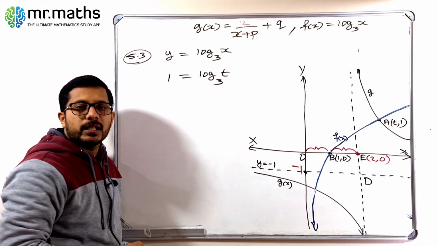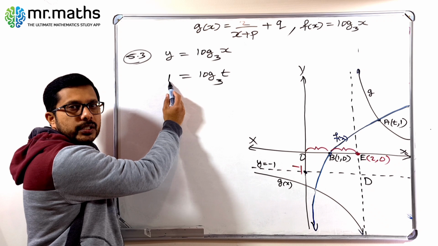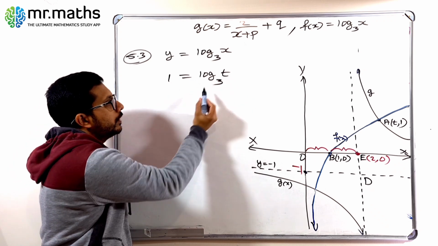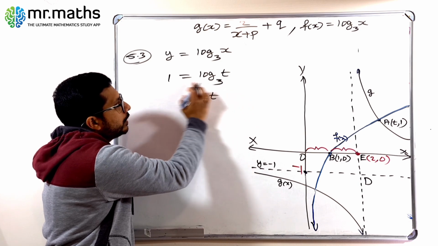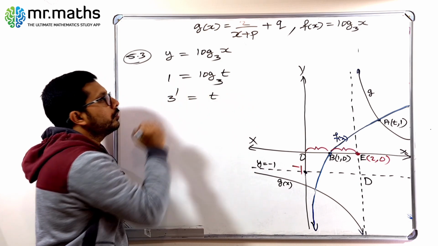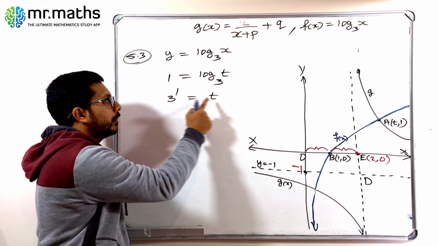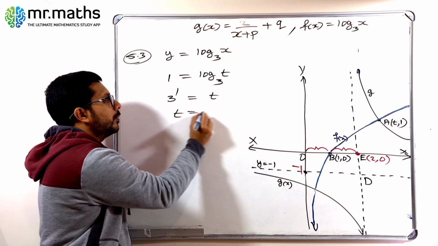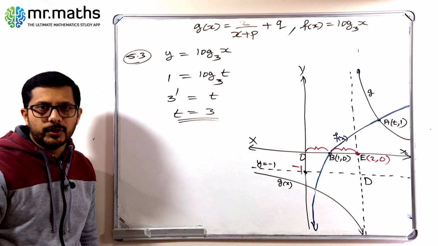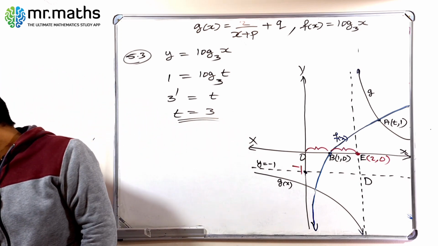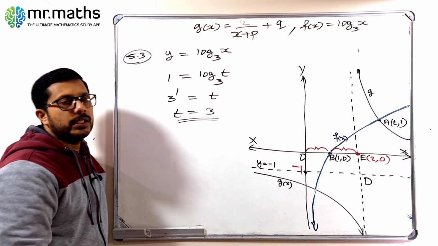How can you write this as an exponent? This base 3 raised to 1, it is very easy to remember, and that is this t. This t is equal to this base raised to this one, 3 raised to 1. 3 raised to 1 is the same as 3. That means the value of t is equal to 3. How many marks for that question? 3 marks. Okay, so the value of t is equal to 3.